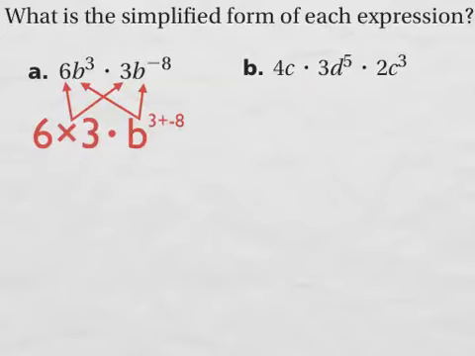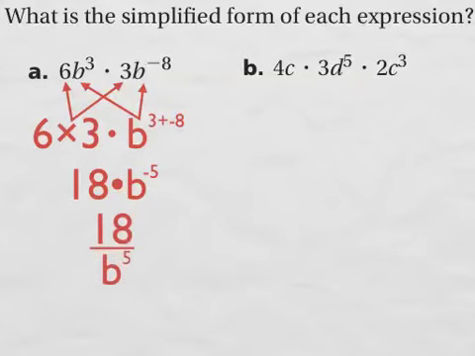Go ahead and simplify what you can. 6 times 3 is 18, and then it would be times b to the negative 5th, because 3 plus negative 8 is negative 5. If you remember back to our very first lesson over exponents, I do not want a negative exponent. To turn a negative exponent into a positive exponent, I'm going to put it under 1. In this case, because it's being multiplied by 18, I'm going to put it under 18. So my final answer for a would be 18 over b to the positive 5th power.